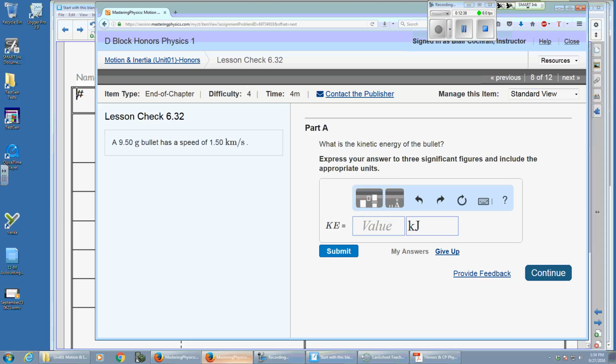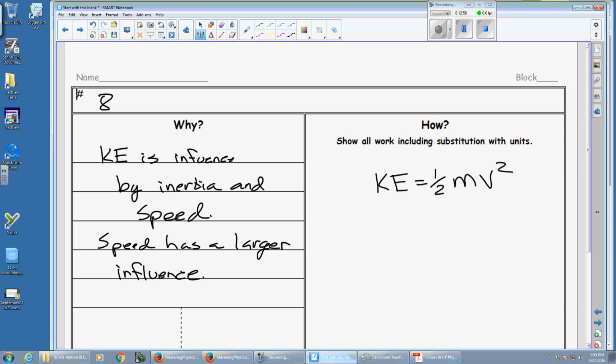to be in proper units for inertia. What about our speed? We need meters per second. So they threw weird units at me to see if I'd do it. And then look what units they want my answer in. Kilojoules. So they're messing with my units. So I should do those conversions. 9.50 grams equals 9.50 times 10 to the minus third kilograms.